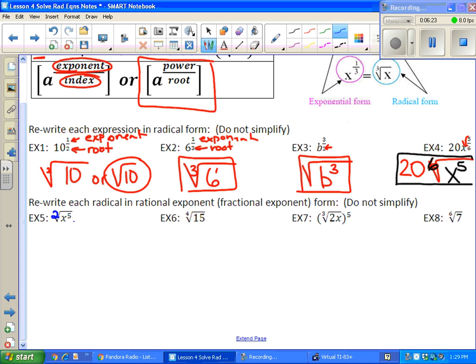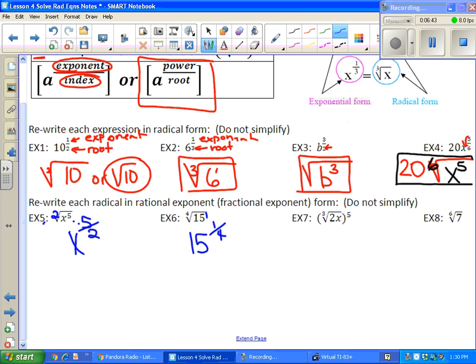Sometimes I will say inside over outside, or power over exponent, or exponent over root. That's x to the exponent over a root of 2, x to the 5/2. That's 15 to the 1st power, inside over outside, 15 to the 1/4, or exponent over root.